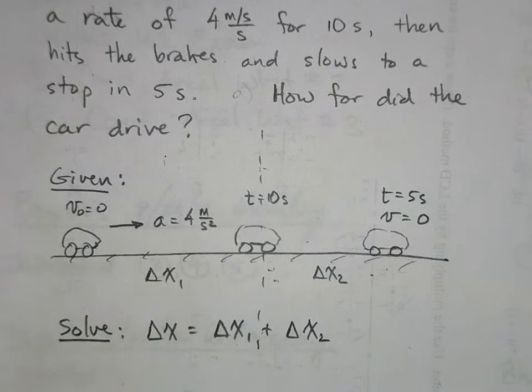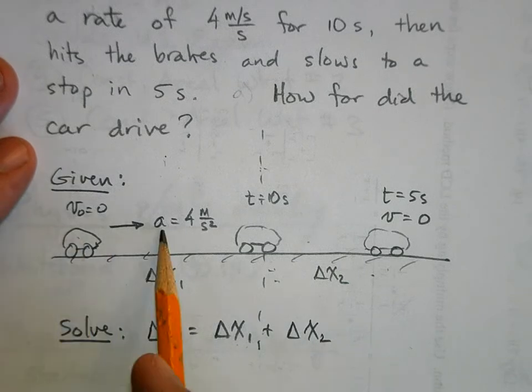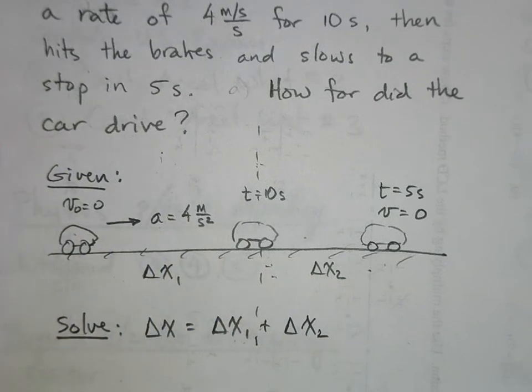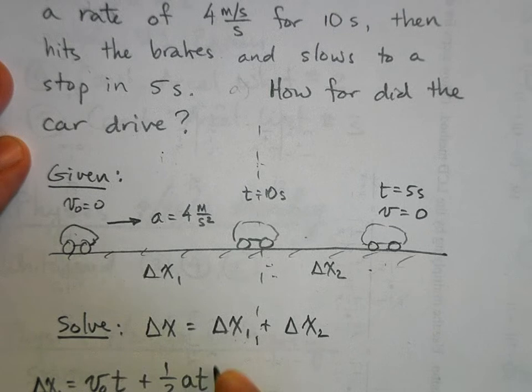And the main idea here is that when you have two different parts of the problem, when you have two different accelerations, you have to treat it as two different problems. So let's figure out what delta x1 is. Well, what do we know? Initial velocity, acceleration, time. Final velocity not given, final velocity not asked for. So which equation does not have final velocity in it? Okay, when you look on your little equation list, 1, 2, 3, it's the third one. So delta x1 will equal v naught times t plus 1/2 a t squared.